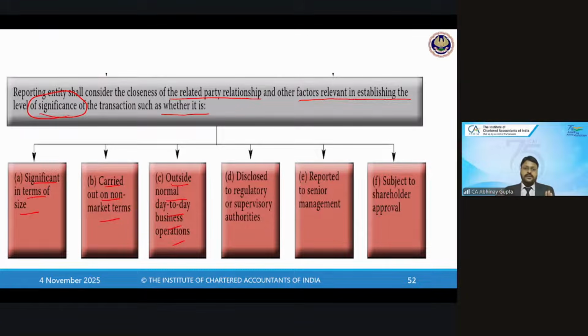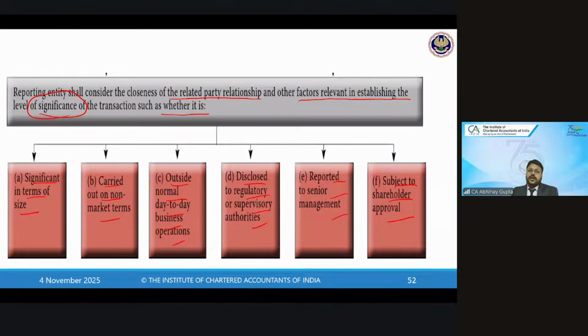So this raises the flag, right? Why am I getting involved in supplying a commodity for which I am not doing a regular business? So in that case, this transaction becomes significant. Disclosed to regulatory or supervisory authorities. For such transactions, they are presented to any regulatory or supervisory authorities for their approval, right? Or reported to senior management before getting these transactions done, or subject to the shareholder approval in the AGM or EGM.